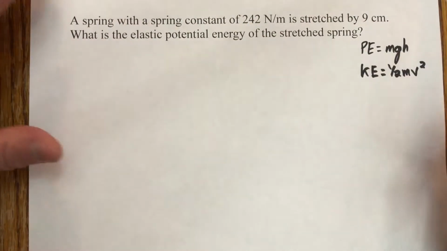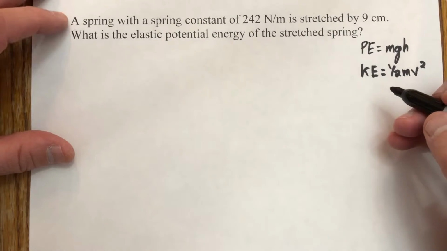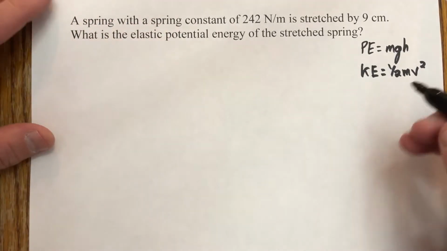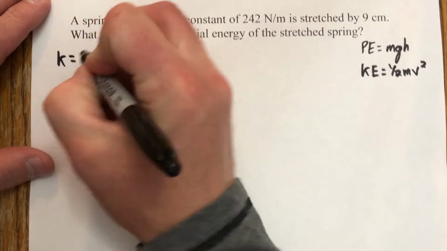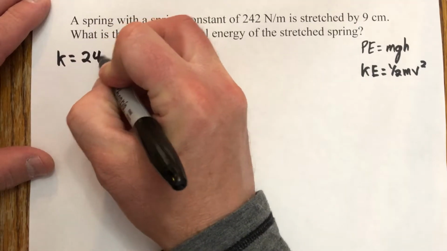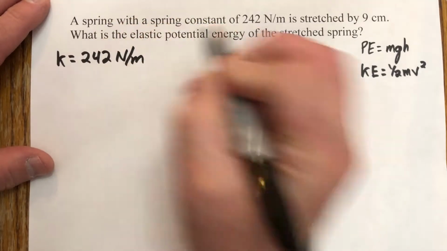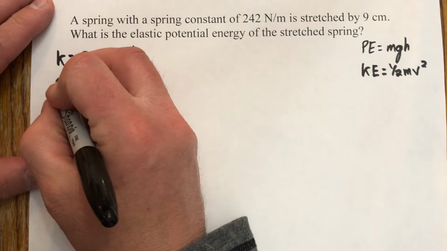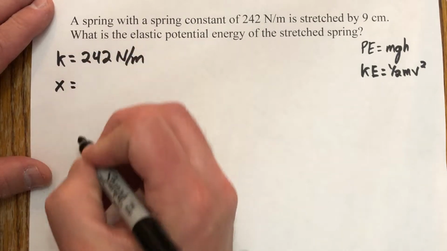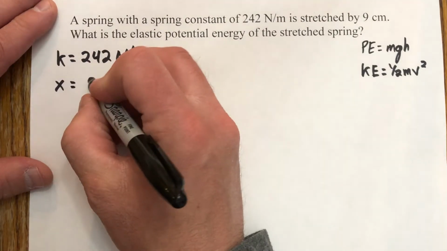A spring. Okay, so I know I need to know springs here. A spring with a spring constant of, so the spring constant is K, 242 newtons per meter, is stretched by 9 centimeters. So the distance, which we're going to write as X, and I'll explain that in a minute, is 9 centimeters.